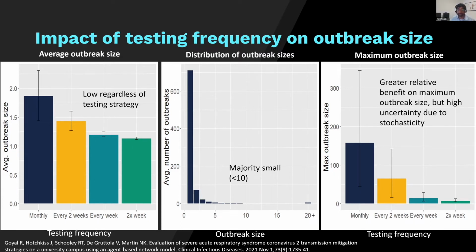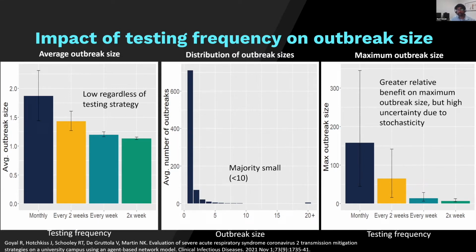And then the middle one gives you, for the monthly tested individuals, a histogram of the outbreak sizes. And you can see most of the outbreaks predicted by the model are fairly small, where some could be quite large. And then finally, to the right is the max outbreak size. So what is the largest that we'll see, starting from one individual, how large can that outbreak end up being? And here we see quite a bit of variation between monthly testing, weekly, and twice weekly.